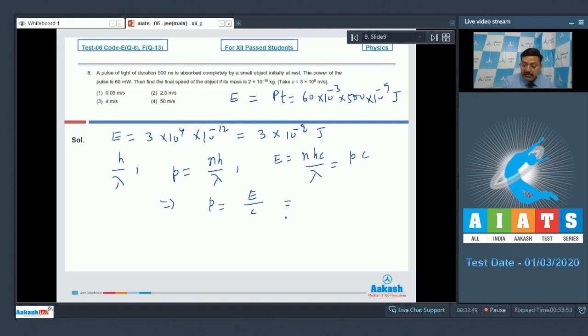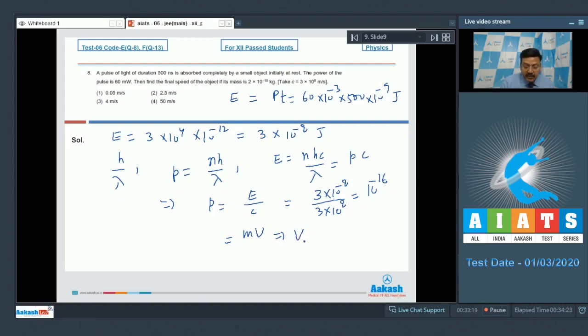And if we do that, the value of E is 3 into 10 to the power minus 8 as we have calculated. The value of c is 3 into 10 to the power 8 meter per second, that is given, and this is coming out to be 10 to the power minus 16 SI units. And this we can equate to mass into velocity gained by the object. So this is mass into velocity.